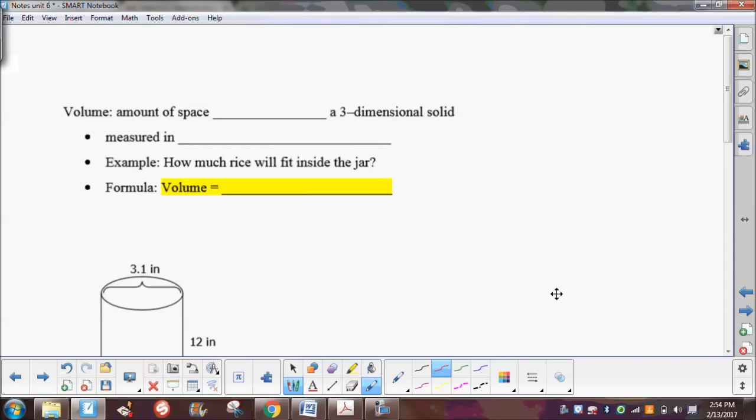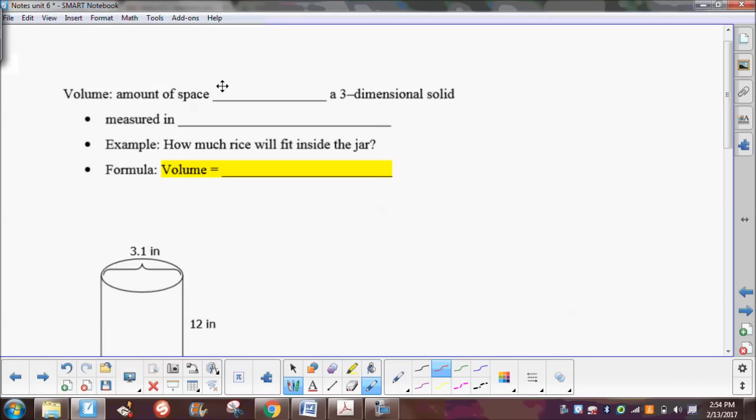I probably should have had this in the beginning, but that's okay. The volume is the amount of space inside a three-dimensional solid, measured in cubic units or units cubed. Here's an example: how much rice will fit inside the jar? So you're going to write down the volume formula.